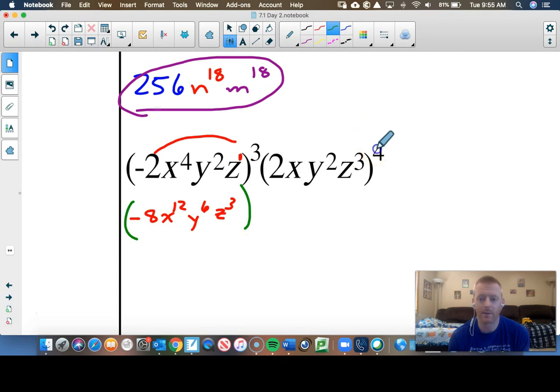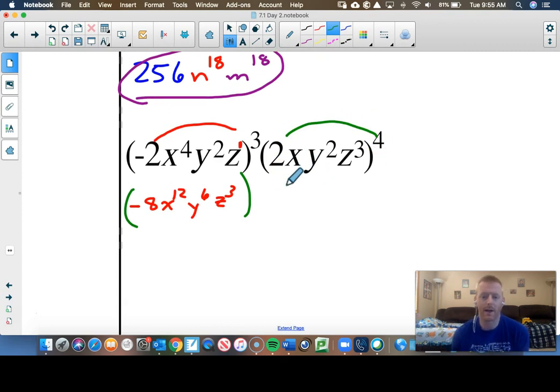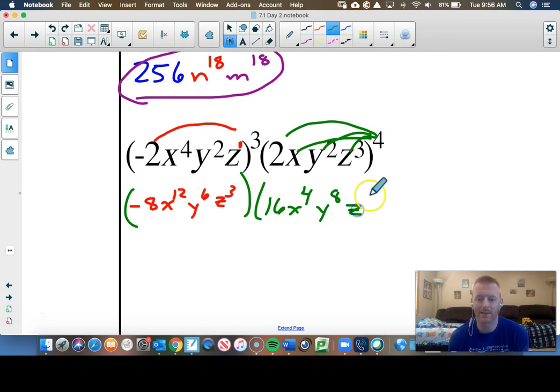Now our next piece, 2 to the 4th, we just said was 16, right? So now we're going to have a 16. x to the 1st to the 4th makes an x to the 4th. y to the 2nd to the 4th makes a y to the 8th. Power to a power, we multiply. z to the 3rd to the 4th makes a z to the 12th. And now we're on to our same steps again.